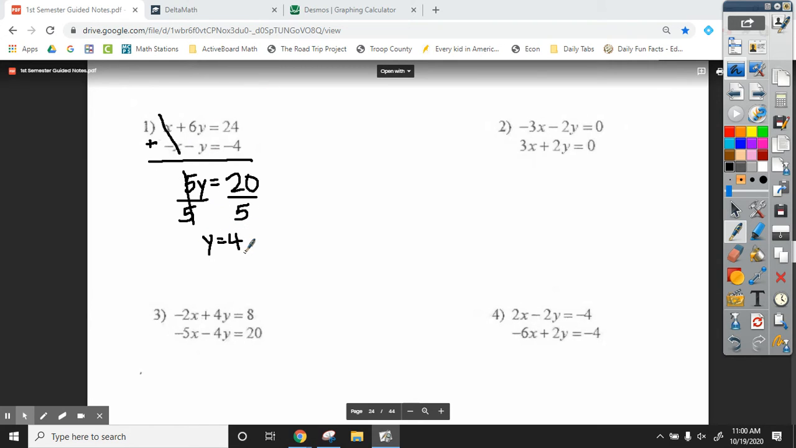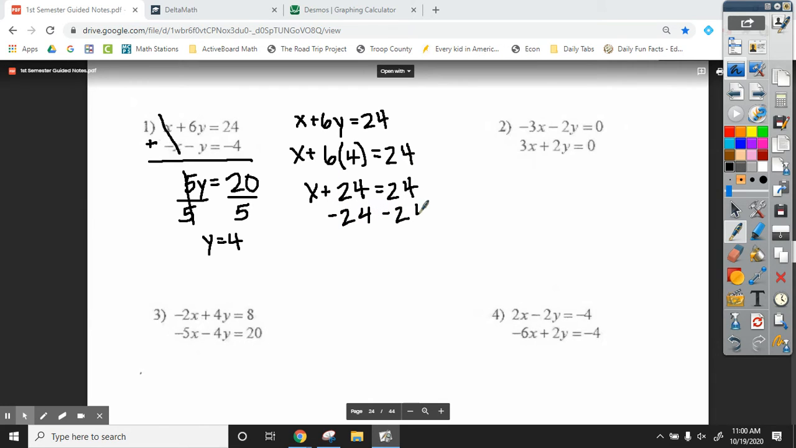Now that we know our y value, we can take our y value and substitute it back in. So x plus 6y equals 24. Instead of y, we want to put 4, so we put parentheses and substitute 4 in. 6 times 4 is 24. We solve for x by subtracting, and we get x equals 0. We need to write our answer as an ordered pair, so our x value goes first and our y value goes second.